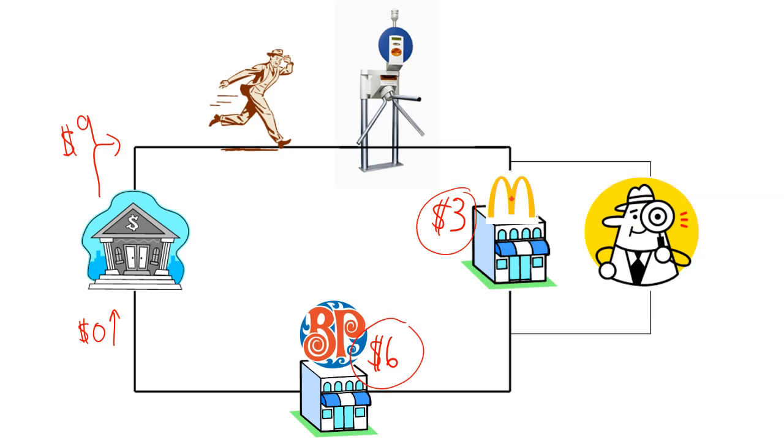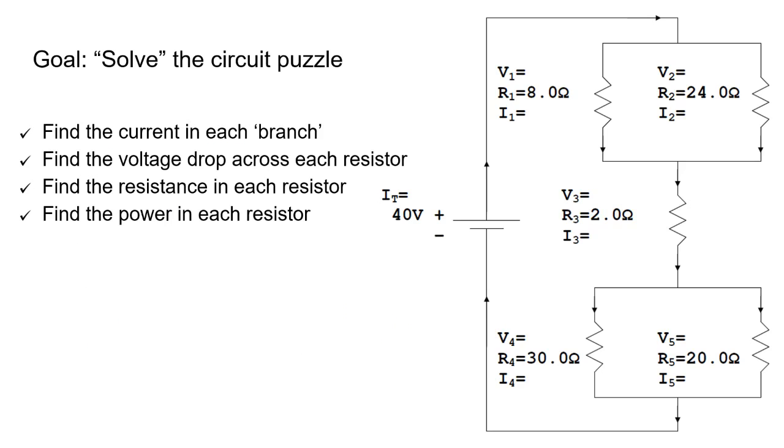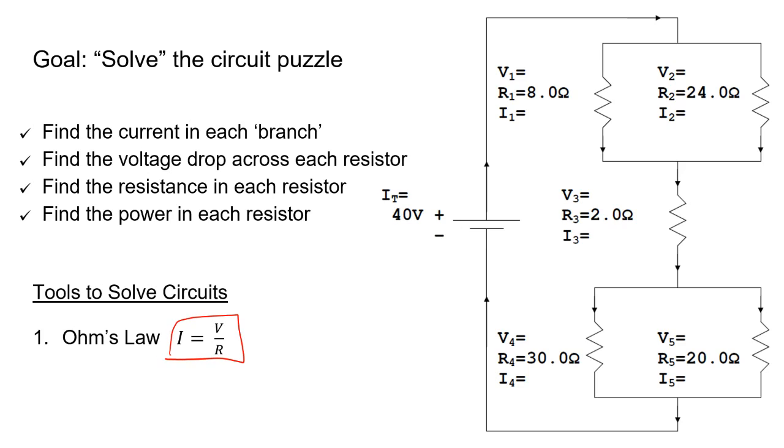So if you hear me talking about spending money, it's just our money spending, or the bank analogy, as we're ripping around a circuit. Okay, so back to our goal of solving the circuit puzzles. We are going to find current, voltage, and resistance, and then power as an add-on. Okay, so some tools that we are going to use to solve these circuits. One of these tools we've already used, and that is Ohm's law. Okay, so if we have 2 of these values, we can find the third by using Ohm's law, okay?